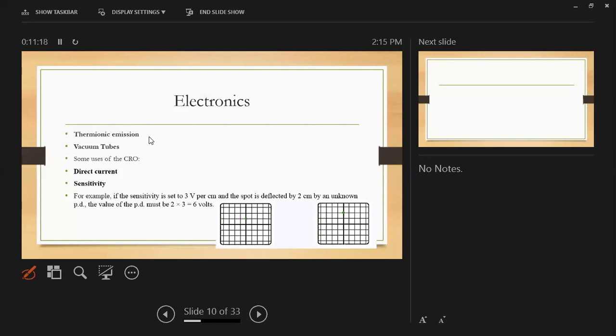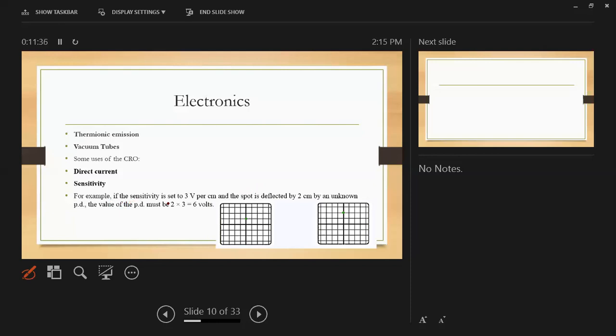There are some uses of the cathode ray oscilloscope that you need to know. The first one is that it works for direct current. The second one is sensitivity. In order to understand sensitivity, I wrote a question here. Let me explain this question. What does it mean?